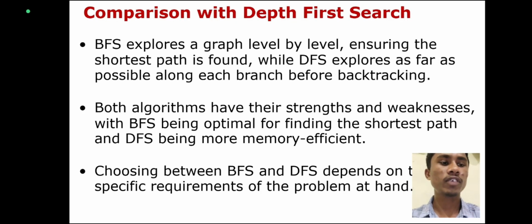Comparison with depth first search. BFS explores a graph level by level, ensuring the shortest path is found, while DFS explores as far as possible along each branch before backtracking. Both algorithms have their strengths and weaknesses, with BFS being optimal for finding the shortest path and DFS being more memory efficient. Choosing between BFS and DFS depends on the specific requirements of the problem at hand.